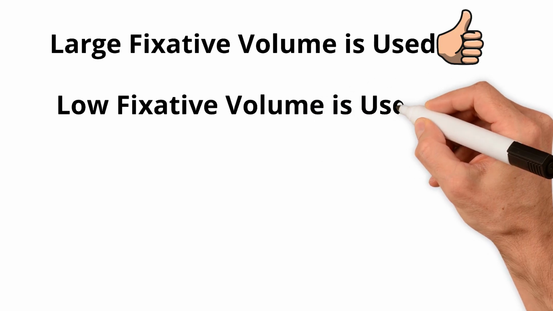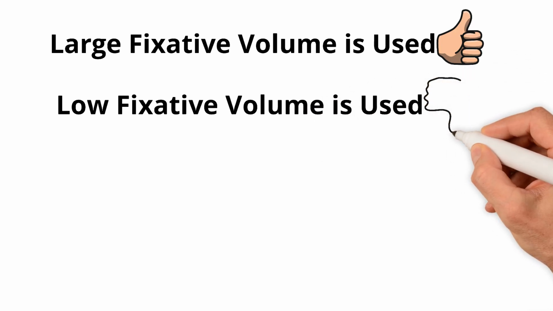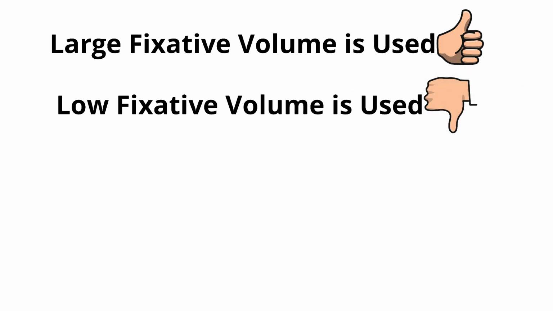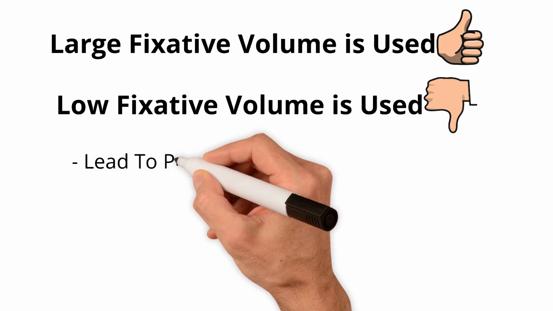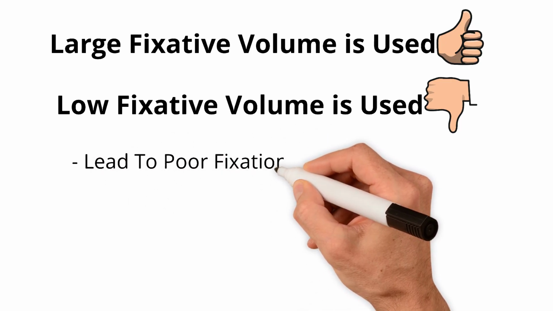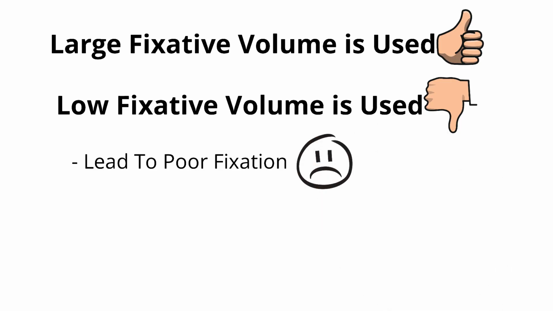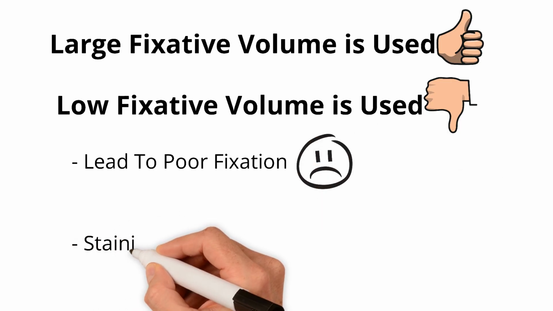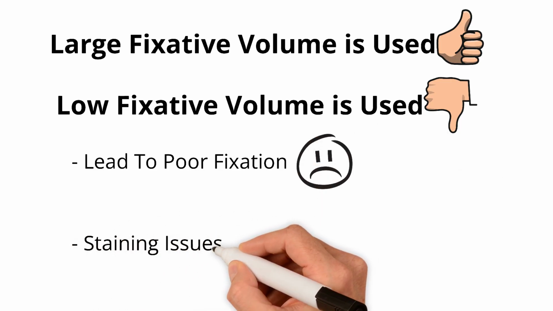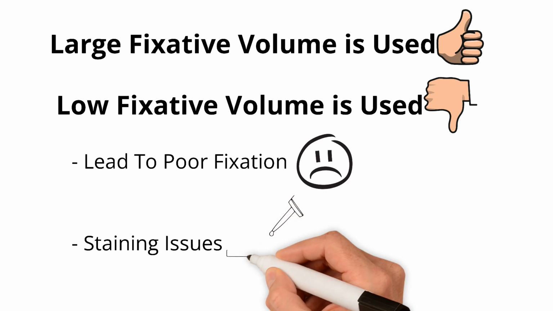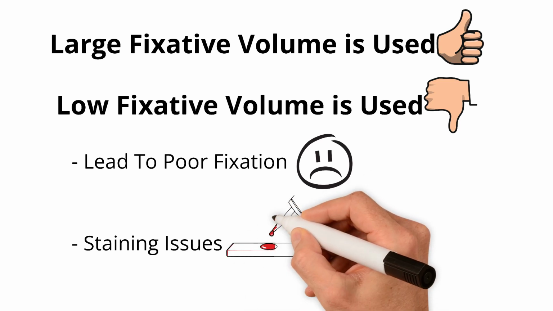However, if the tissue volume is too large compared to the fixative, the solution's composition can change, leading to poor fixation quality. In fact, many staining issues can be traced back to inadequate fixative volume, which fails to preserve the tissue properly from the start.